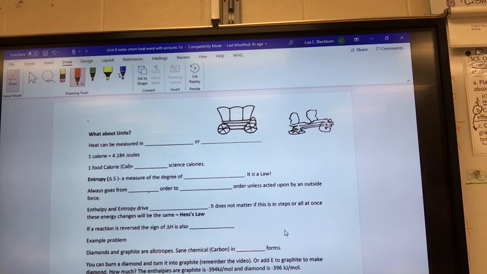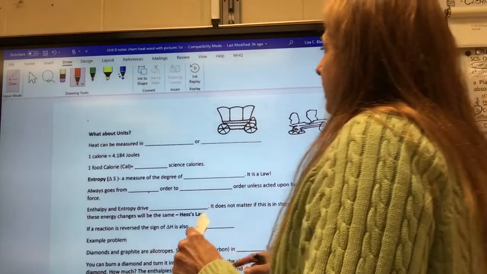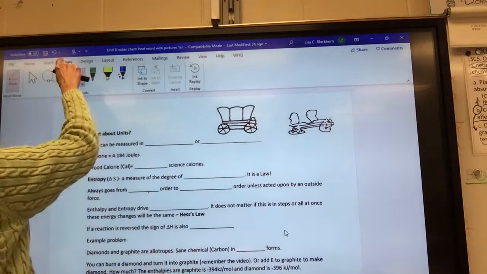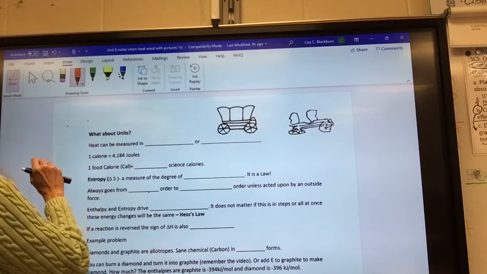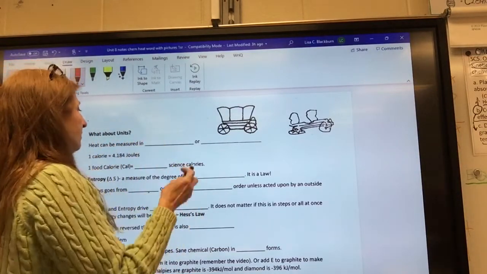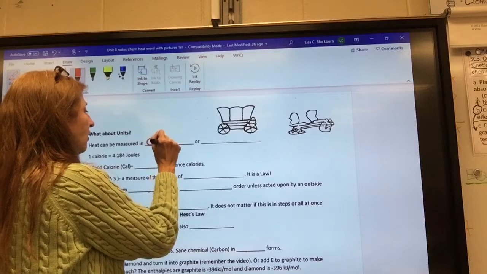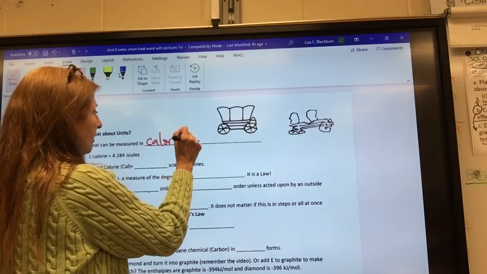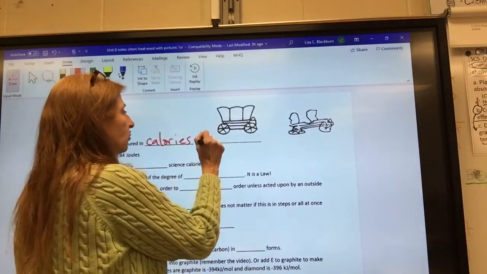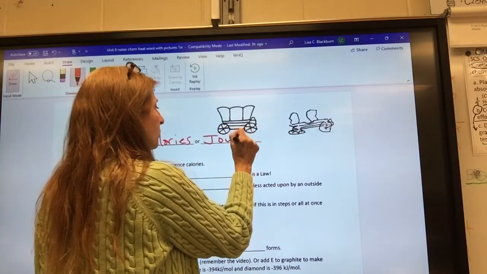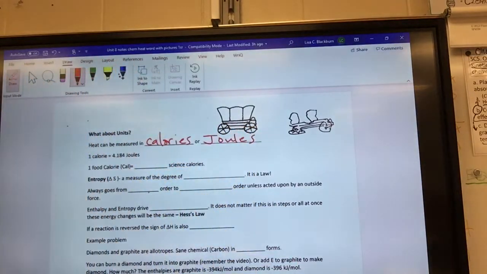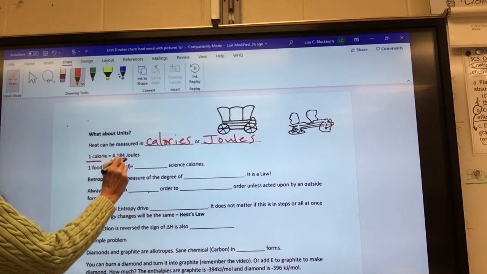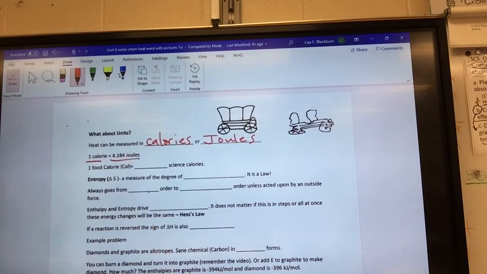Okay, so what about units? Heat can be measured in calories. You've heard of those before. Or in joules. It sounds like diamonds and rubies, but it's spelled different. Joules. 1 calorie is 4.184 joules, so that's our conversion factor.